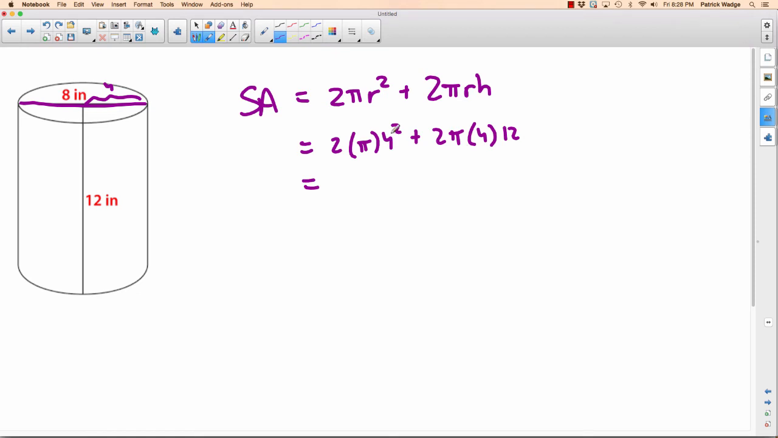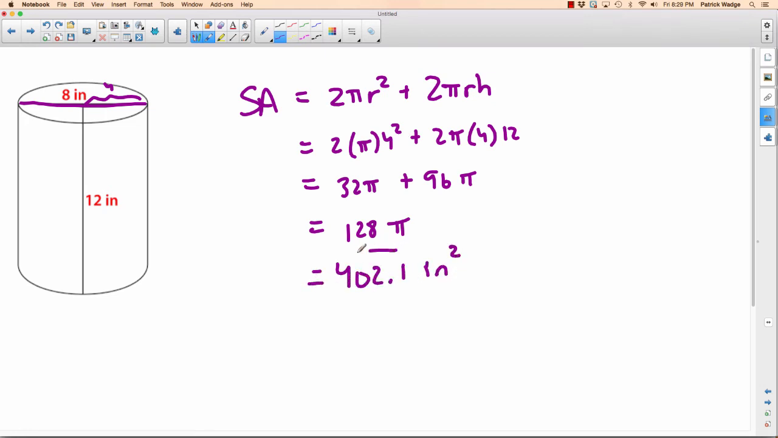Okay, if I multiply, I'm going to square this first and get 16. Times 2 is 32, so I got 32 pi. I'm doing this one fast. This is exactly the same as the last one, just different numbers. 2 times 4 is 8, times 12 is 96, so we get 96 pi. If I add 32 pi and 96 pi together, I get 128 pi. Great answer. If you want it to match the workbook, then you're going to multiply it by 3.14, or again, use the pi button, and you'll get 402.1 inches squared.